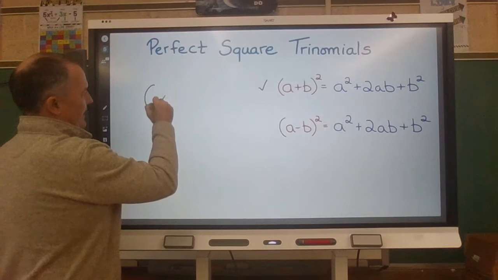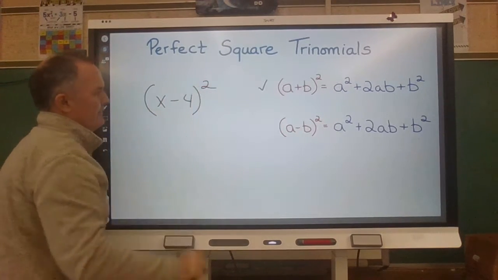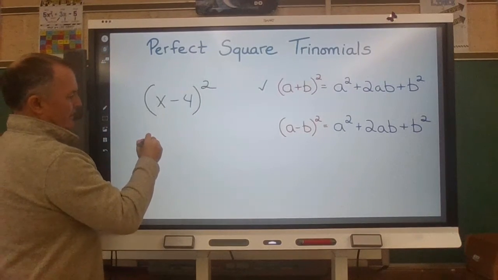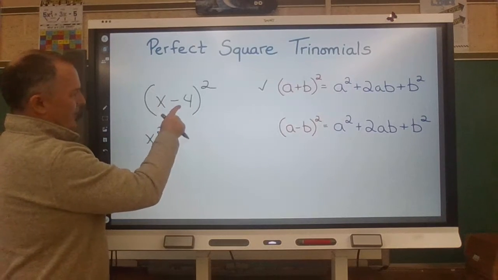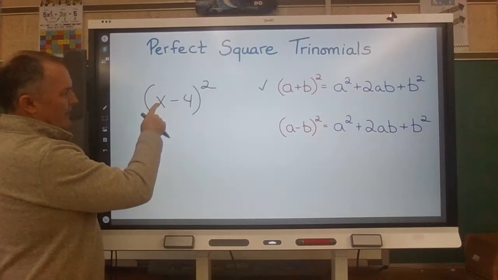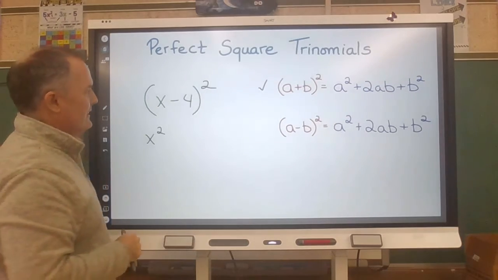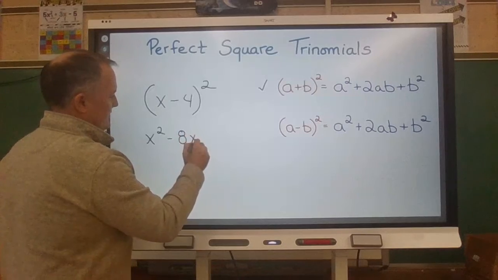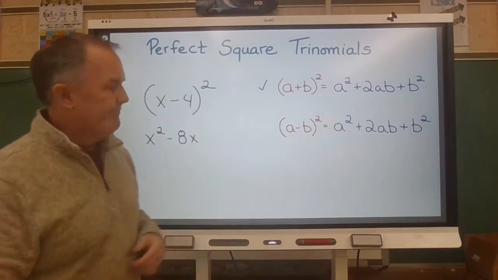So if I had, say, x minus 4 squared, you're going to square the first one. That'll make that x squared. You're going to multiply these two together, and then multiply that times 2. So negative 4 times x is going to be a negative 4x. Times 2 is negative 8x. That's how we get the 2 times a times b.